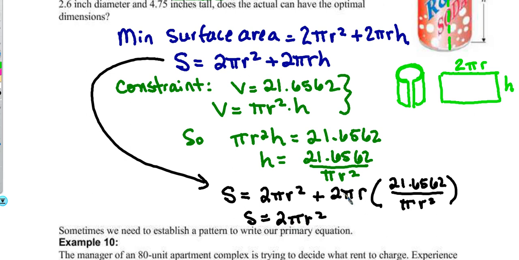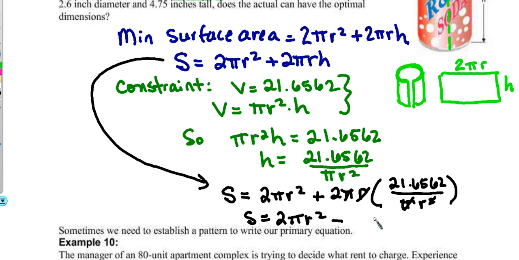That I can cancel the pi's and I can cancel one of the r's out. And then I have 2 times 21.562 over r. Now if you had a calculator you could multiply it out, but it's okay. We're going to be able to do it without multiplying out the number. You can double it if you want to.